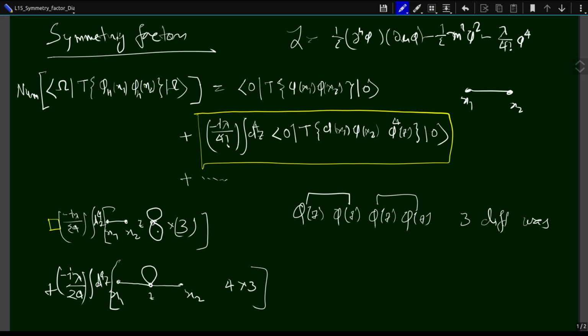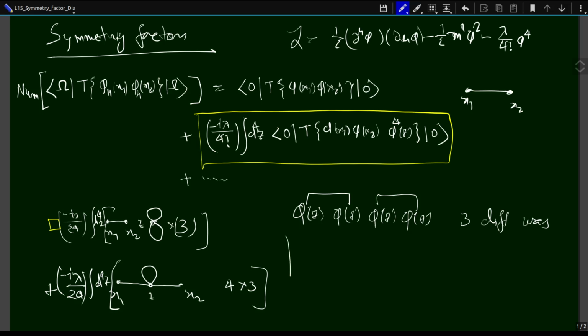So when I'm drawing the diagram, I'm only drawing the propagators. In the Feynman diagram, these factors have to be included. That's the symmetry factor I was coming to. So these are a couple of examples that you can see. And now let's go to a slightly more complicated example.